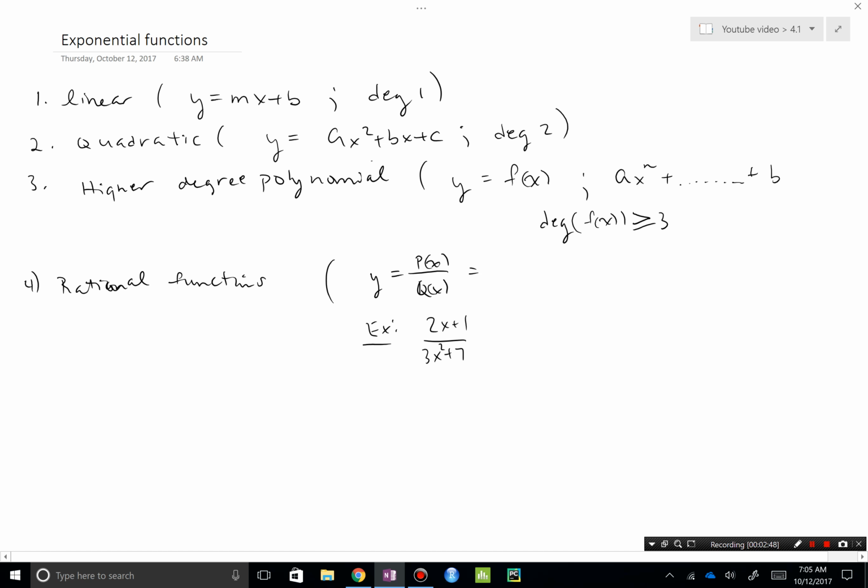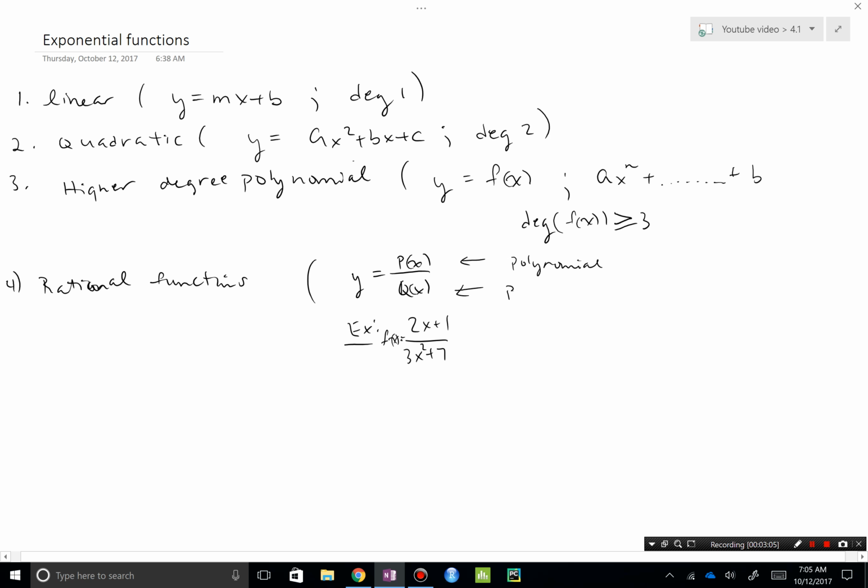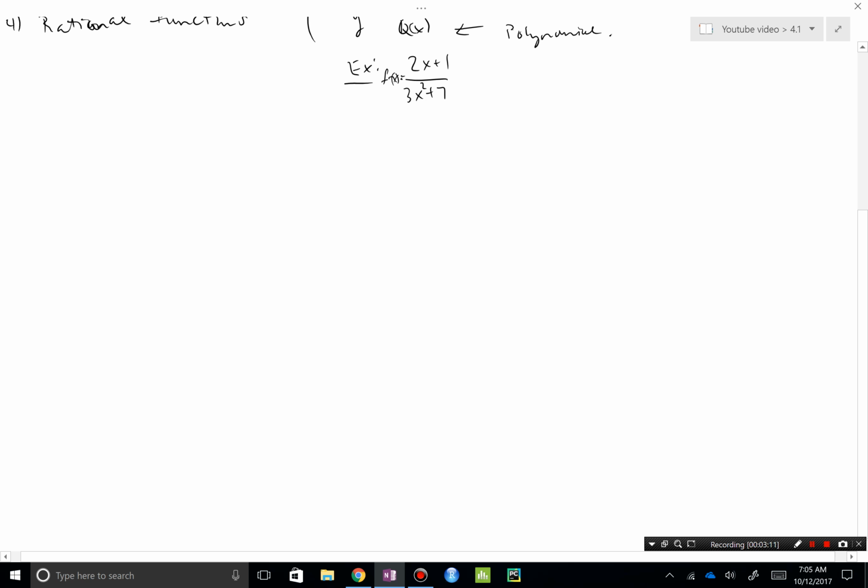Okay, so this would be a rational function, right? And don't forget that p and q are both polynomials. So where this guy is a polynomial, and this guy is a polynomial. Pretty easy, right? Rational means fraction after all. So what's next? Well, let's talk about what's next.